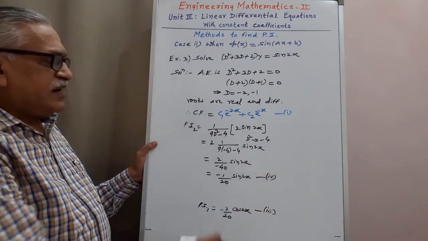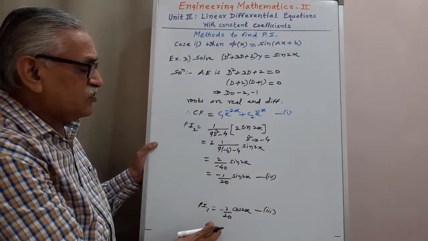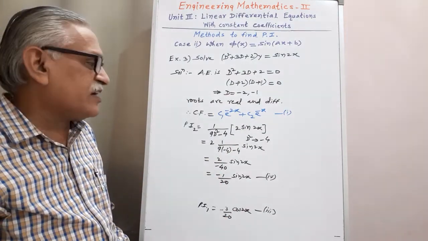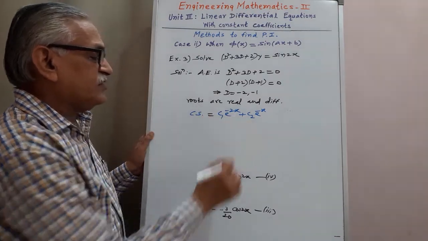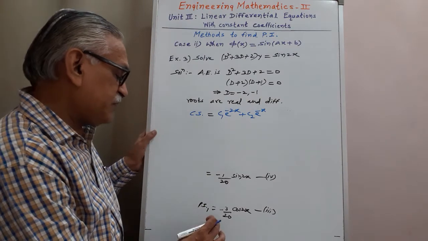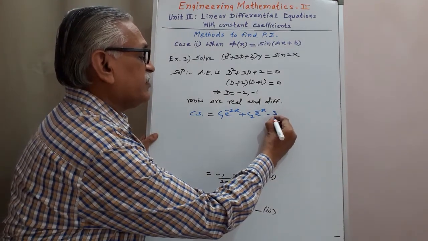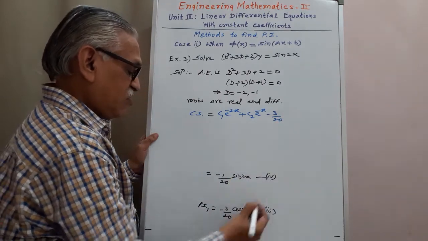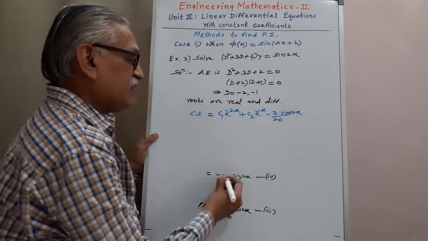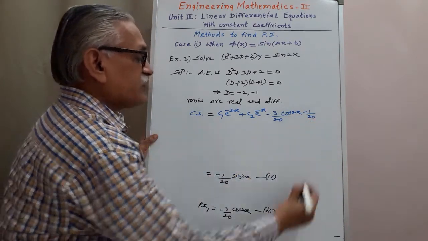And then adding equations 1, 2, 3 and 4, that is CF plus PI, we get the required solution: C1 e raised to minus 2x plus C2 e raised to minus x, plus PI1, minus 3 by 20 cos of 2x, and minus 1 by 20 into sine of 2x.